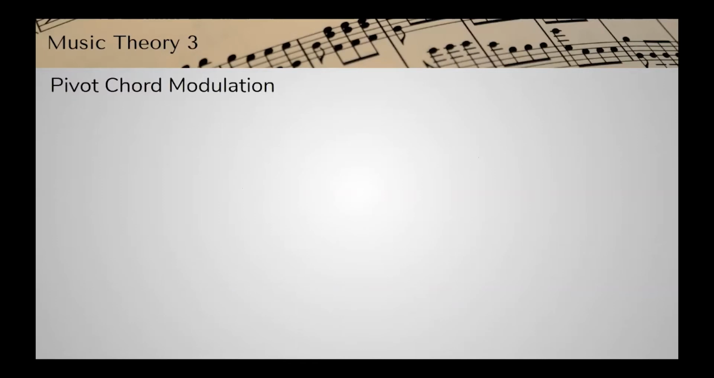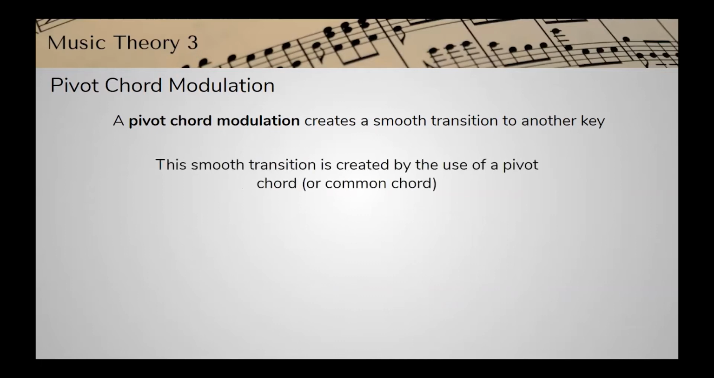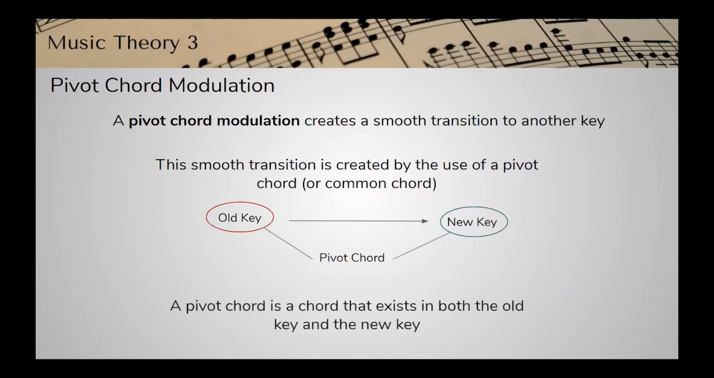Okay, a pivot chord modulation is one type of modulation, and it's important because it creates a smooth transition from one key to another. And this smooth transition is created by the use of a pivot chord, also called a common chord. I think the book calls it a common chord. So by using that chord that's in common between both keys, we create a smooth transition from the old key to the new key. That's because the pivot chord is a chord that exists in both the old key and the new key. So it's like we're pivoting around this common point from one key to another.